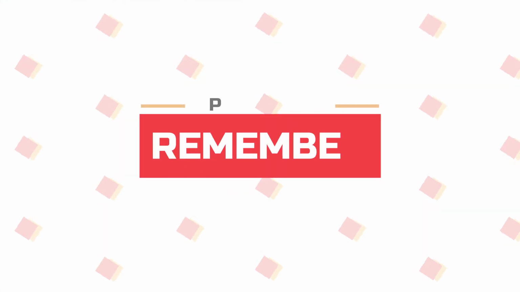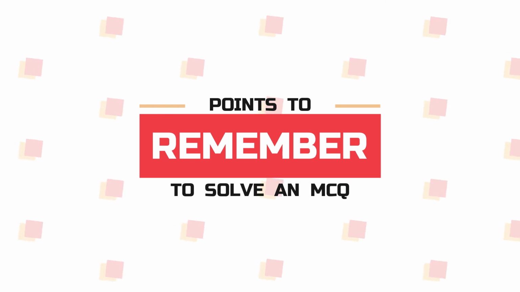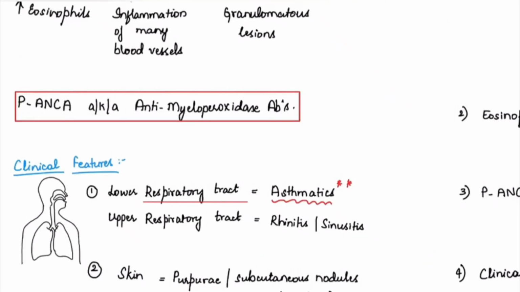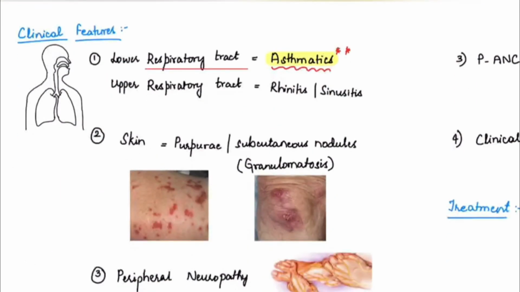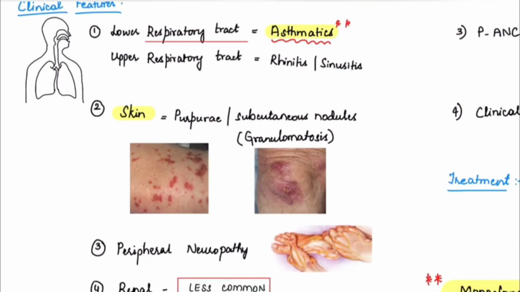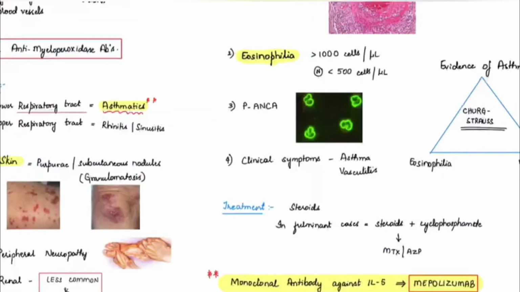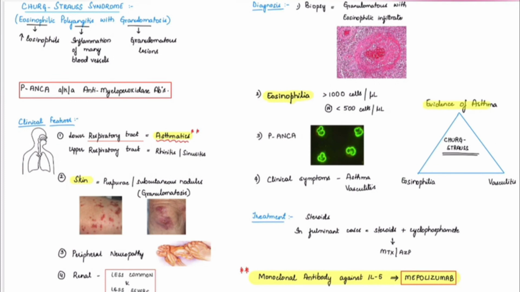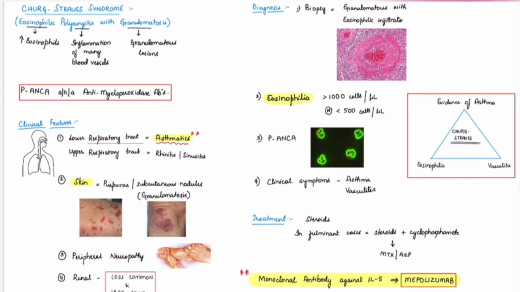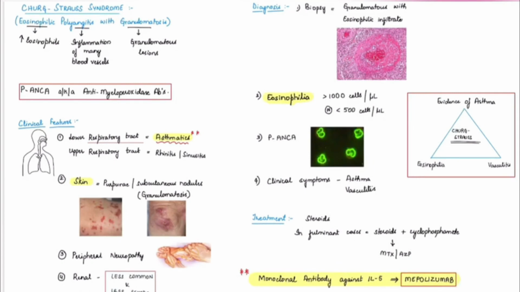Now, what are the points to remember to solve an MCQ? So, there is an association with P-ANCA. It is commonly seen in asthmatics. Skin lesions in the form of purpura or subcutaneous nodules may be present, but renal involvement is less severe and less common. There is eosinophilia, and evidence of asthma with eosinophilia and vasculitic changes forms the triad of Churg-Strauss syndrome. And this is the complete picture of what we have discussed.